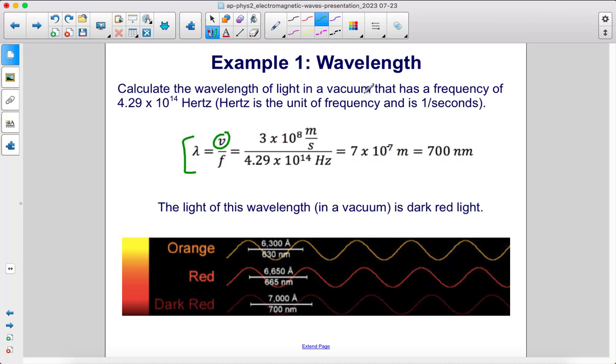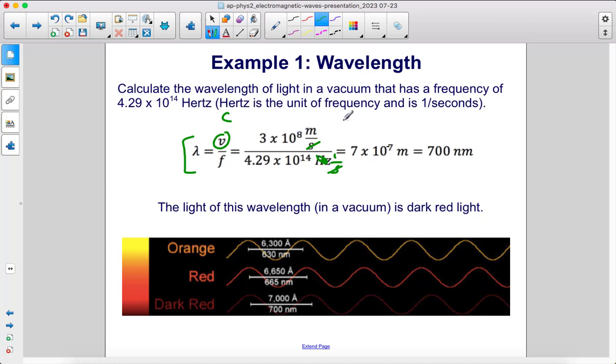Well, since we're in a vacuum, the speed of light is equal to c, the constant, 3 times 10 to the 8th meters per second. This constant is also on the AP Physics 2 equation sheet. So we have 3 times 10 to the 8th meters per second divided by 4.29 times 10 to the 14th hertz, and these are 1 over seconds, so you can think of it like this. So these seconds are going to cancel out with those seconds, leaving us with meters.